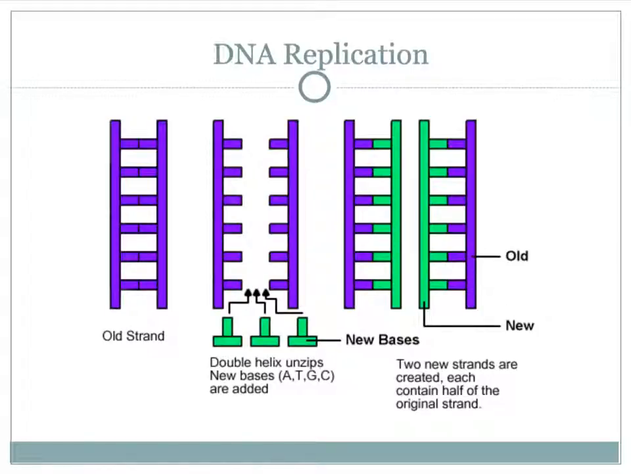And notice that the new strands that are produced are half of the old strand and half of the new strand. If you have that scenario, you know that your DNA replication was successful.